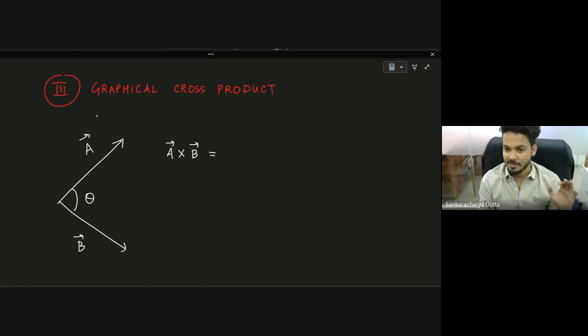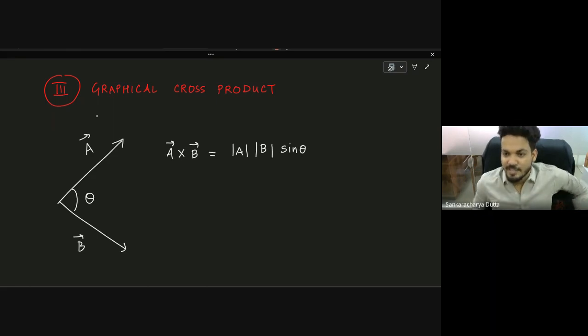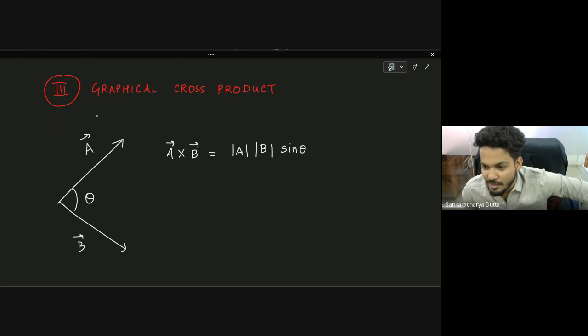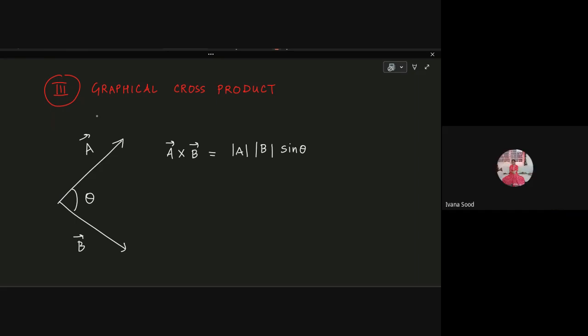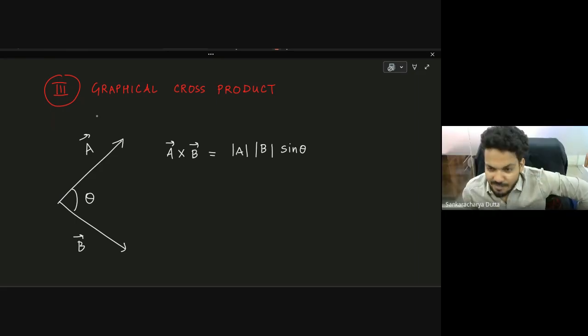A cross B is defined like this: magnitude of A, magnitude of B, and then sine of theta. Tell me whether this answer is correct. I need everyone to be active. All 44 people, please be active. Is this answer complete? No, it doesn't have a direction. Exactly. I gave you the magnitude. Magnitude is the easy part. All you do is take the magnitude of A, take the magnitude of B, and do sine of theta.